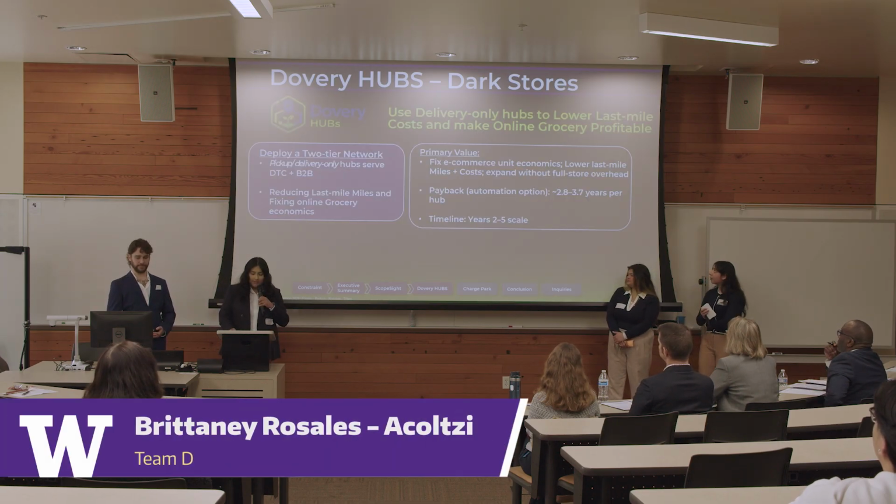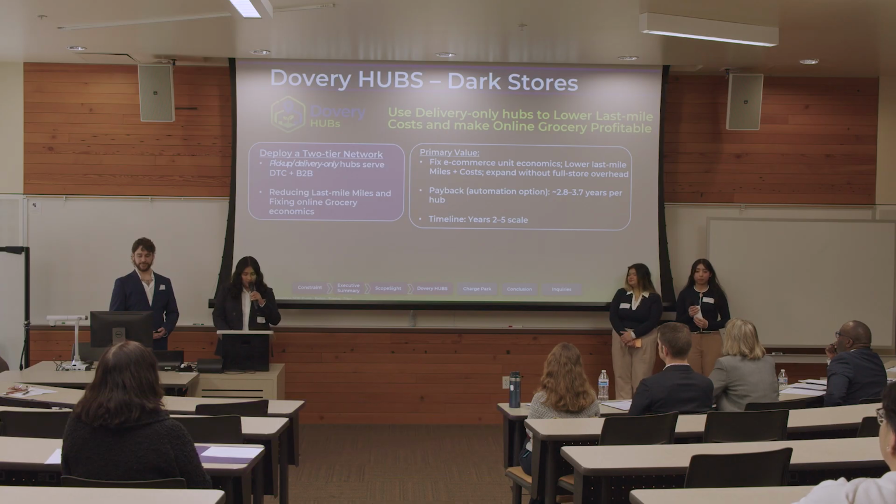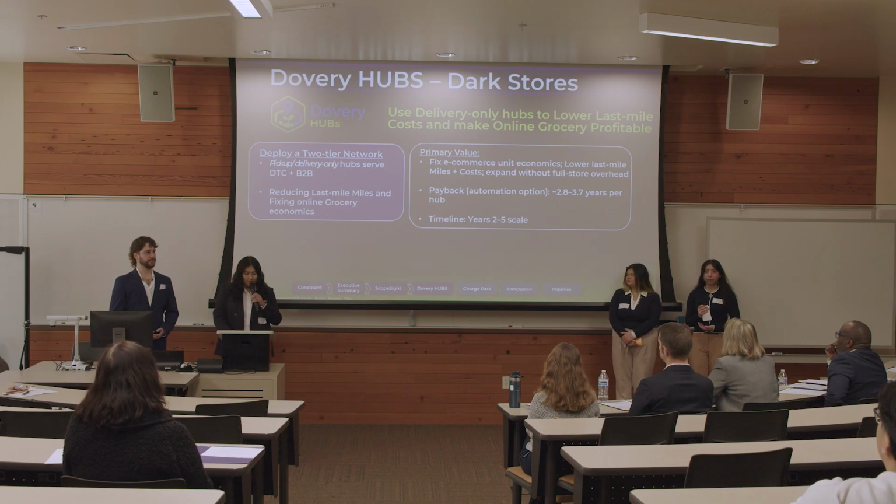We run 2 kinds of hubs that only do pickup and delivery for both direct-to-consumer and B2B clients. The point is to make these orders cheaper by shortening delivery routes and lowering the cost per order, so we can grow without having to build full stores. And we're realistic about it. This scales over 2 to 5 years and it makes its money back in around 3 years. To make it auditable, we show the math.